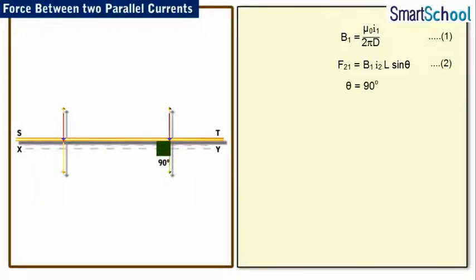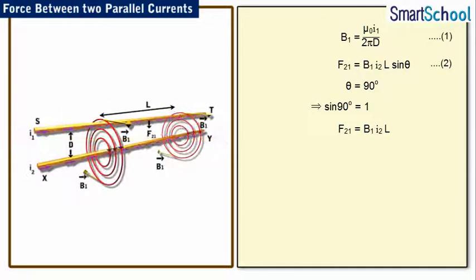Here, theta is equal to 90 degrees and sine 90 is equal to 1. Therefore, the force acting on the segment of the conductor ST of length L due to the conductor XY is F21 equals B1 I2 L. Let us label this as equation 3. On substituting the value of B1 from equation 1 in equation 3, we arrive at the expression F21 equals mu naught I1 I2 by 2 pi d into L. Let us label this as equation 4.